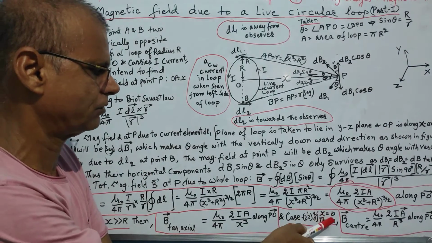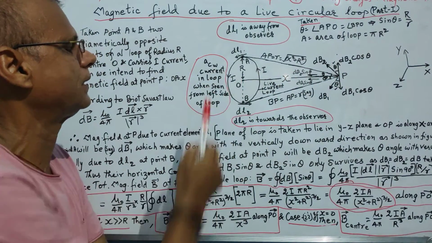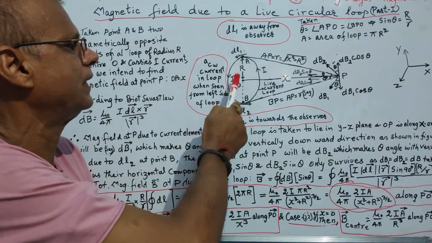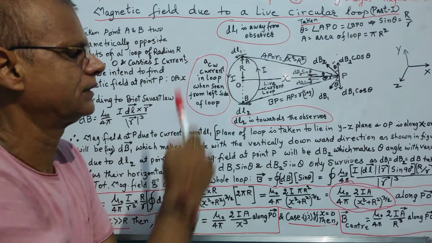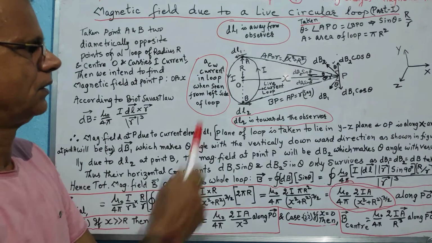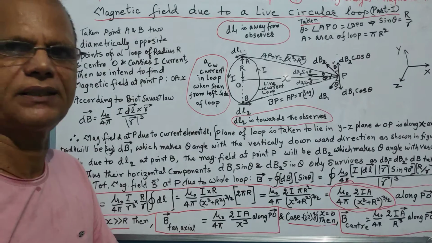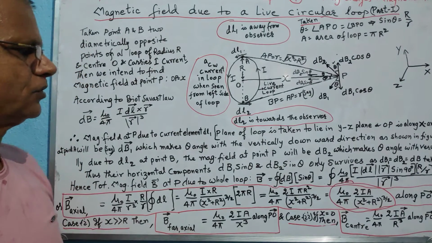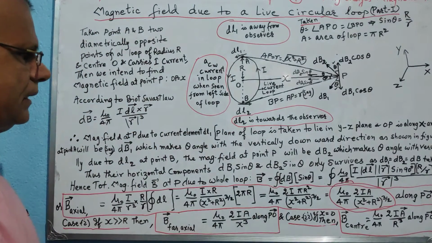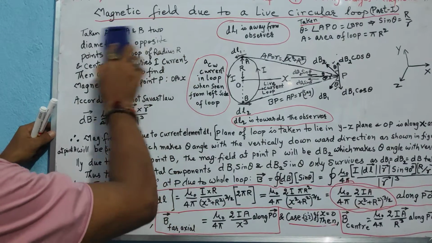Also we have x equal to 0. If we put x equal to 0, that means P is nothing but the center of the loop. Then in that case we get the magnetic field at the center of the loop due to the current flowing through it, and the direction of the magnetic field will of course be towards the observer if the anti-clockwise current is observed by the observer. So these things we have already discussed in the previous lecture, and we have to retain this in our memory.